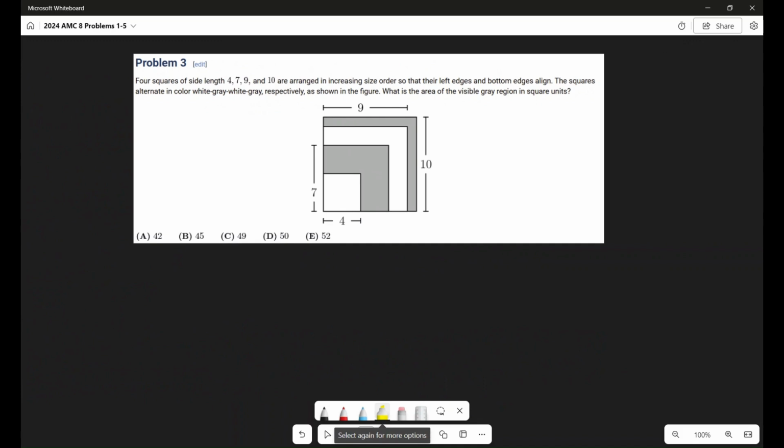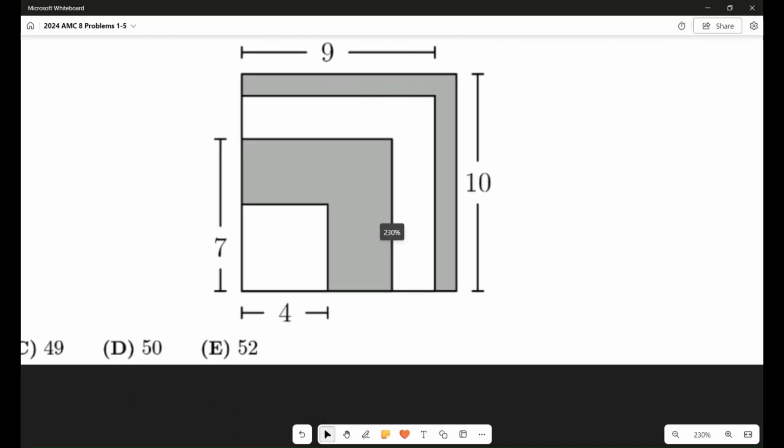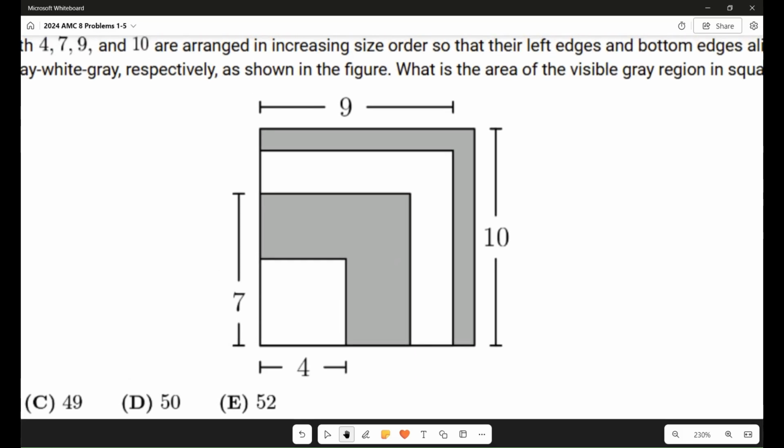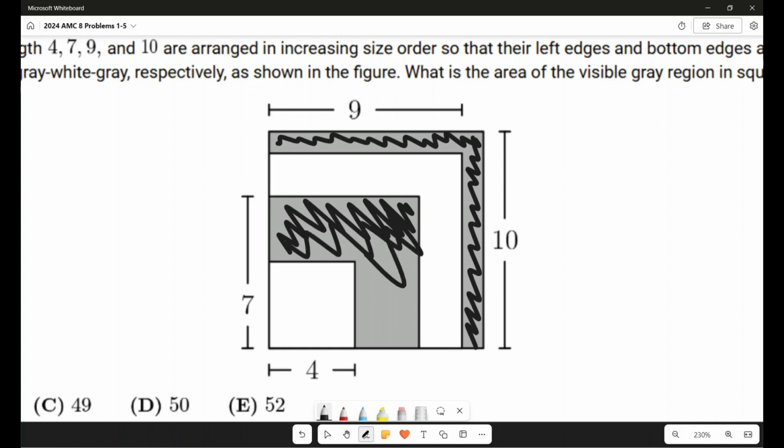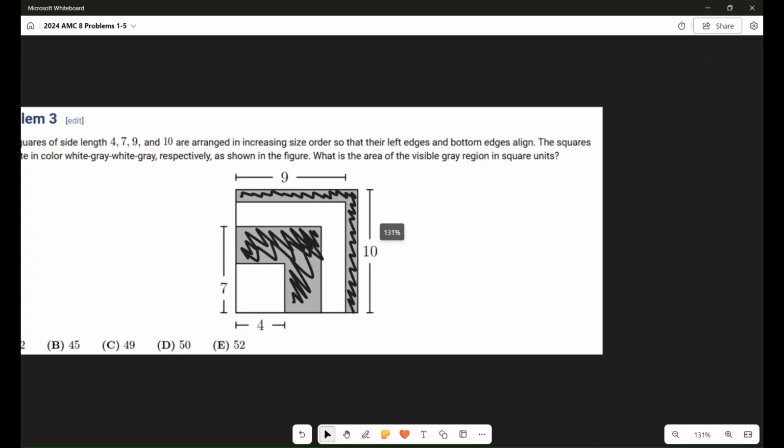So let's zoom into this diagram. So we see that we want this total gray region here. And as it's given, it's 2 different regions. So let's go ahead and add them separately instead of considering the region as one quantity. So let's zoom out again.